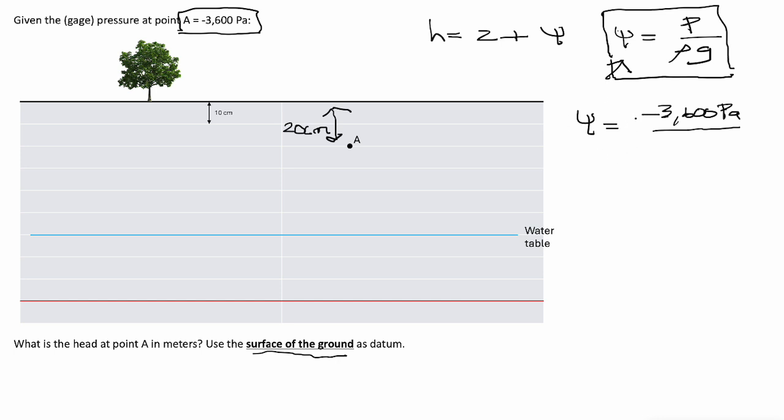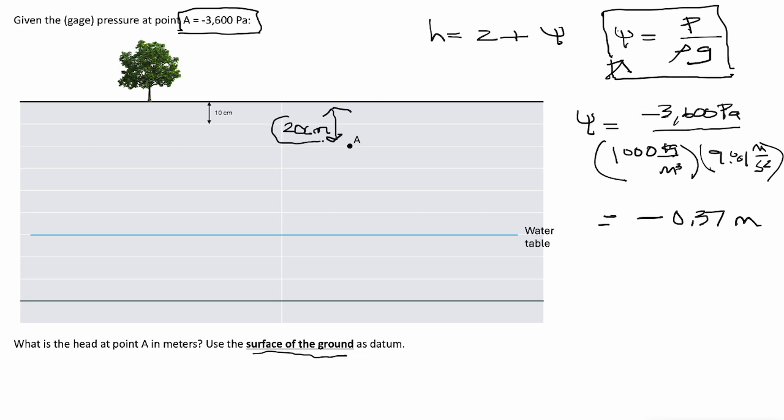These are constants that you should know. They're actually listed at the bottom of the problem: the density is 1,000 kilograms per meter cubed, and G is 9.81 meters per second squared. If I carry through that math, I end up with psi equal to negative 0.37 meters.